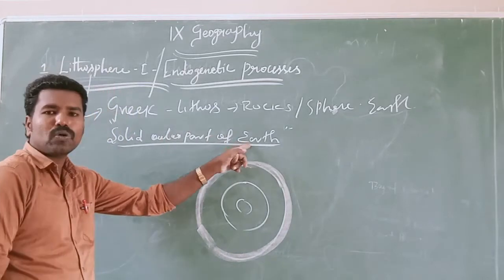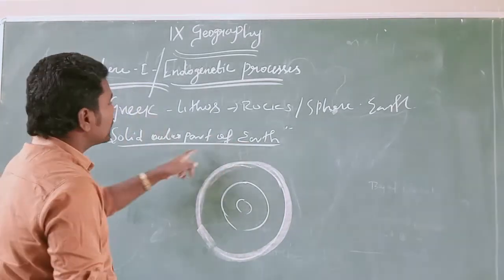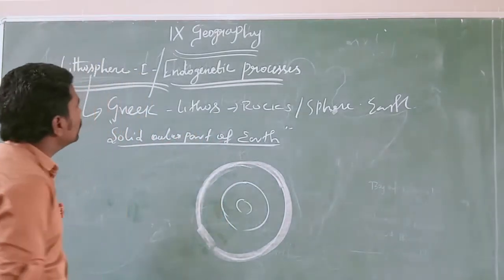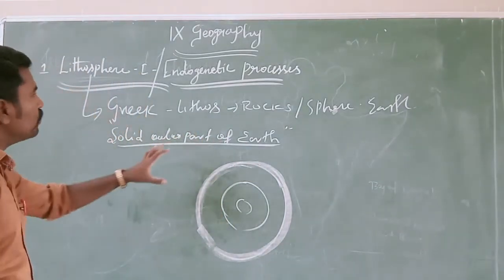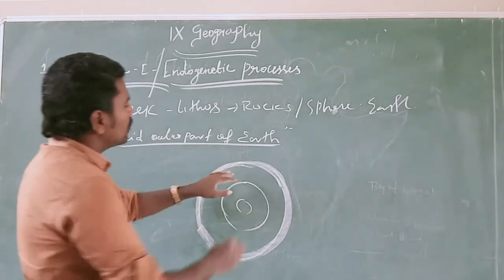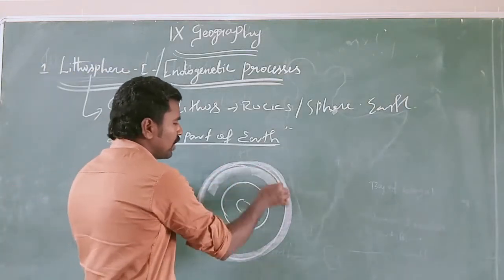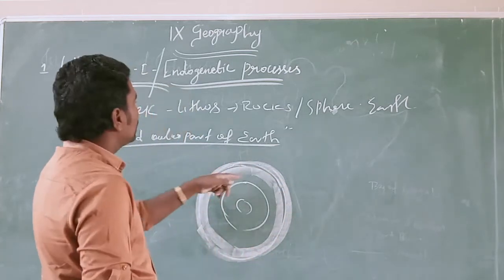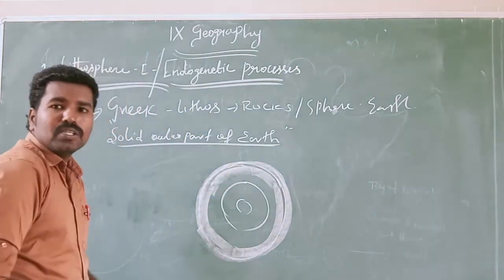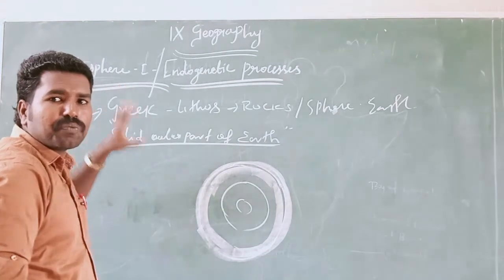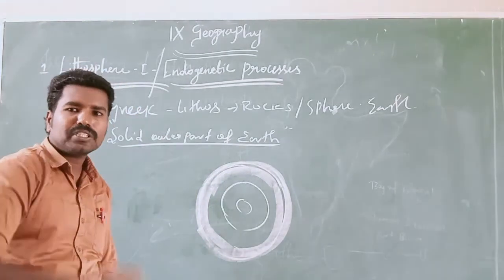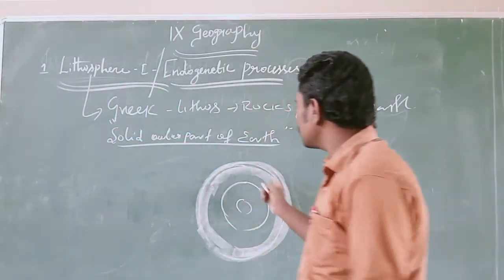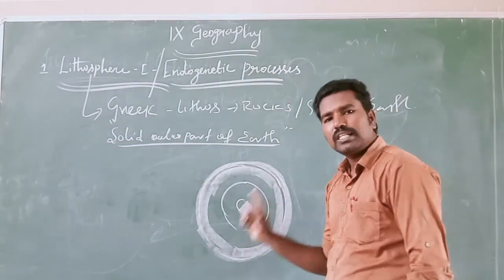The outer part of the earth is called the lithosphere, and it is also the skin of the earth. It contains not only the outer part but also the outer mantle. So all the terrestrial phenomena like flora and fauna, everything, lie on the lithosphere.